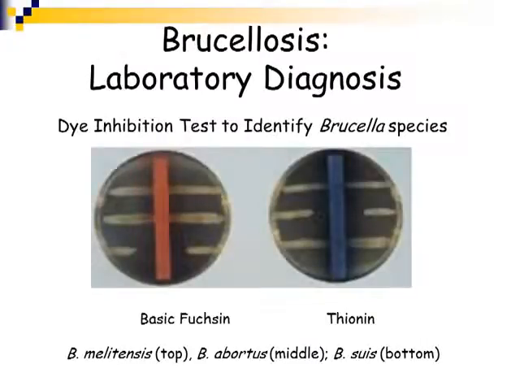So here's an example of the dye inhibition test where you have your filter paper that has basic fuchsin, you have your filter paper that has thionin, and on the top there's Brucella melitensis, in the middle it's Brucella abortus, and on the bottom it's Brucella suis. So you could see suis grows in thionin, and so does melitensis. Suis does not grow with basic fuchsin, but melitensis does. So you can differentiate using this dye inhibition test.